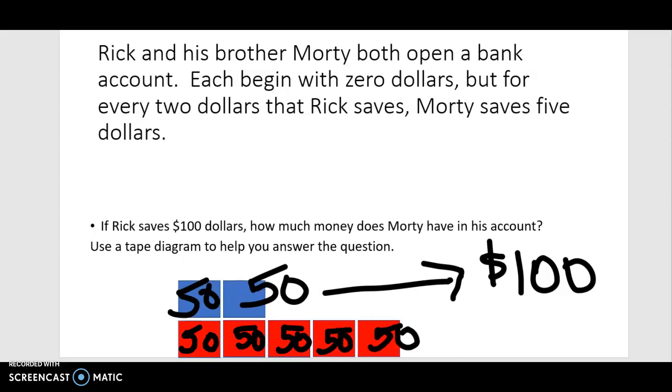Now I can see, using manipulatives or using my tape diagram here, that each part of the ratio is 50. So if Rick has 2 and Morty has 5 and they all have 50 in each one, how much now does Morty have in his account?